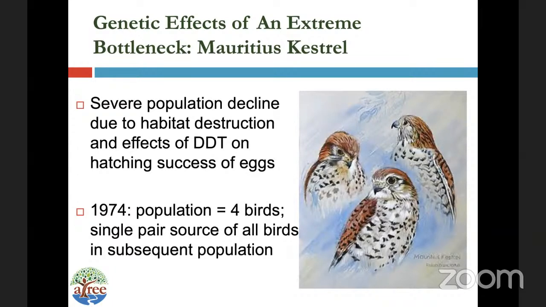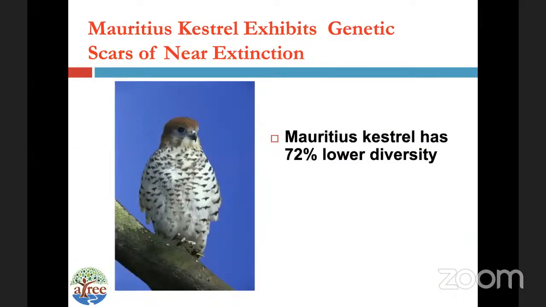And in 1974, there were only 4 birds, and people started doing species recovery of these birds. And what happened was it had 72% lower diversity compared to other species. And because of this, though they were able to recover this particular species, still it is under a threat that anytime if there is a disease attack, this particular species may go extinct.